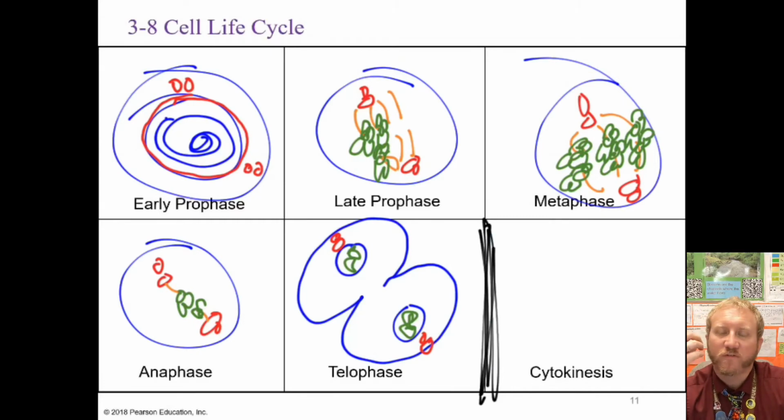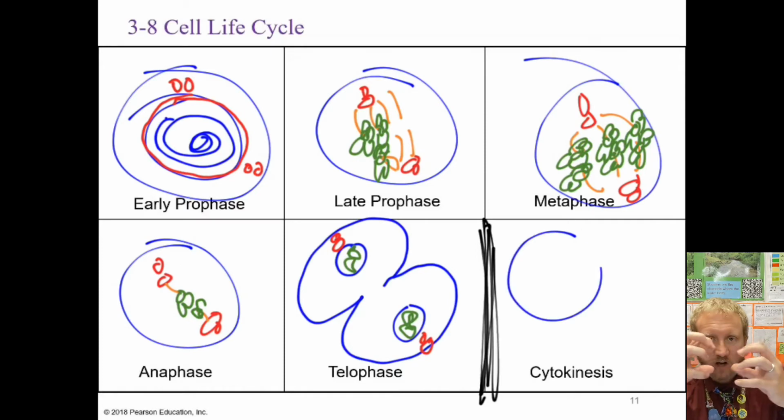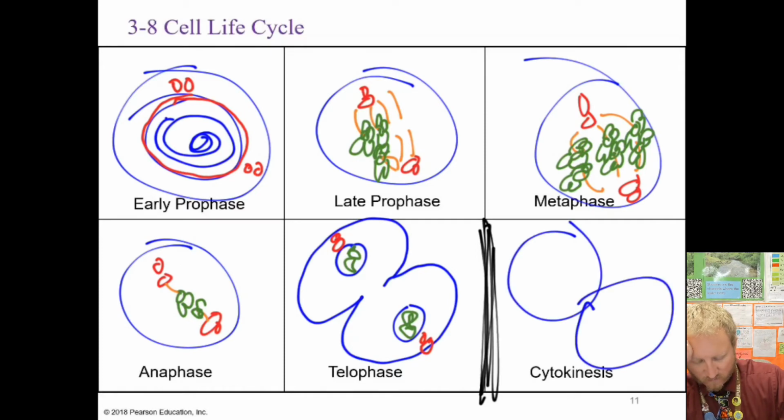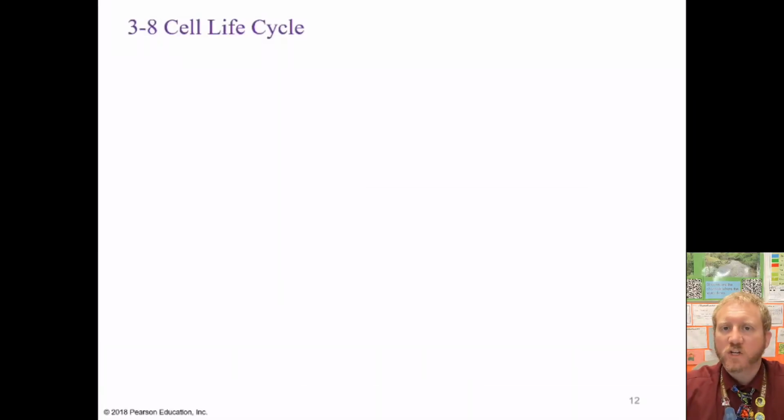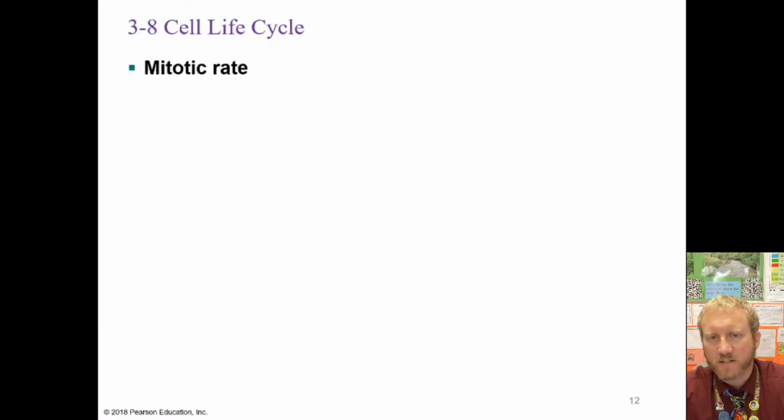Cytokinesis is when we completely pinch off the cells. Here's our nuclear envelopes. The centrioles are going to kind of go back to where they were or dissolve. The spindle fibers are going to go away also. And then we have two completely identical cells when there used to be one, and then we get into that G0 phase, okay? Okay, so that's basically the cell cycle, right?